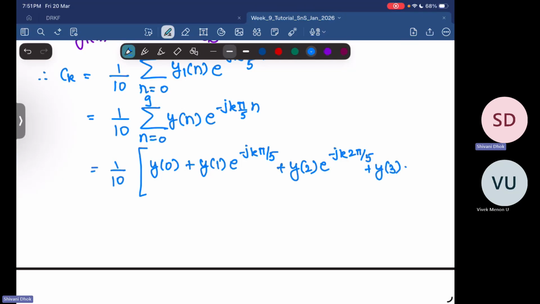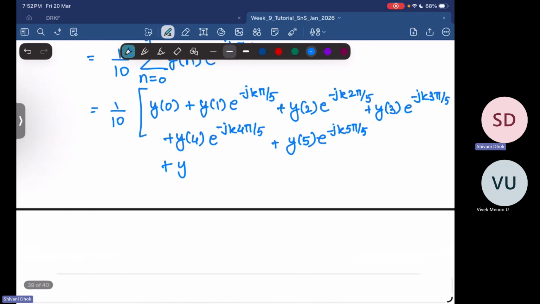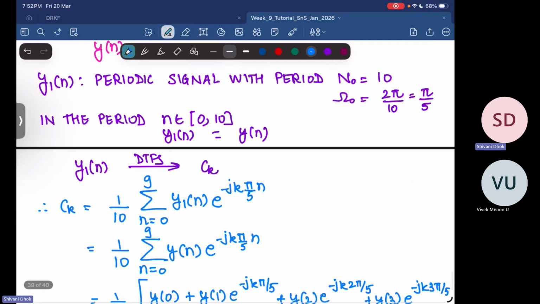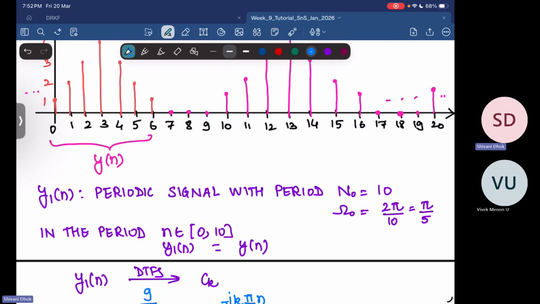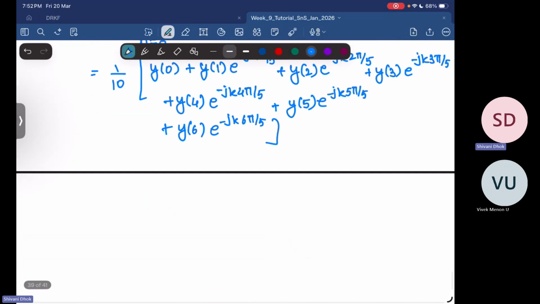plus y of 3 into e power minus j k 3 pi by 5 plus y of 4 into e power minus j k 4 pi by 5 plus y of 5 into e power minus j k 5 pi by 5 plus we have y of 6 into e power minus j k 6 pi by 5, and y of 7, y of 8 and y of 9 are 0, so we can simply ignore them. So we have this now. Let us substitute the values of y now.